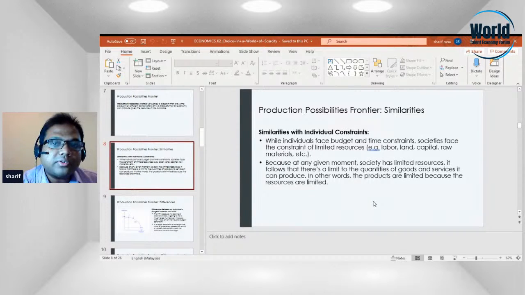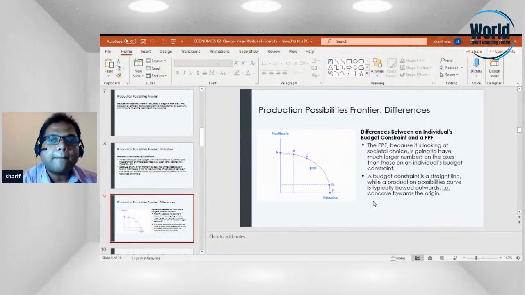Production possibility frontiers have similarities with individual constraints. While individuals face budget and time constraints, societies face the constraint of limited resources, for example labor, land, capital, raw material, etc. Because at any given moment society has limited resources, there is a limit to the quantity of goods and services it can produce. In other words, its products are limited because the resources are limited.